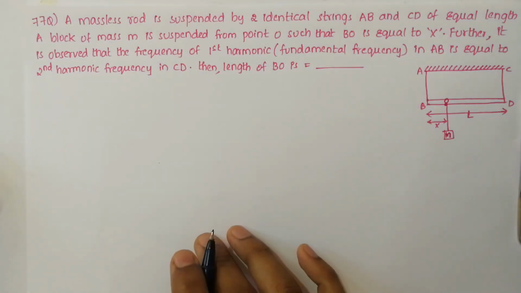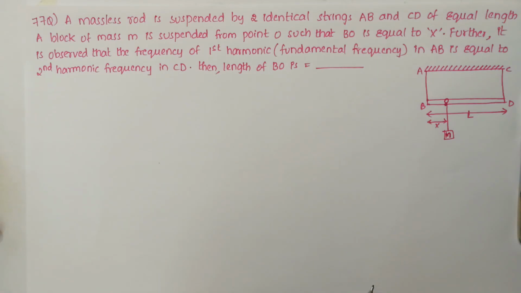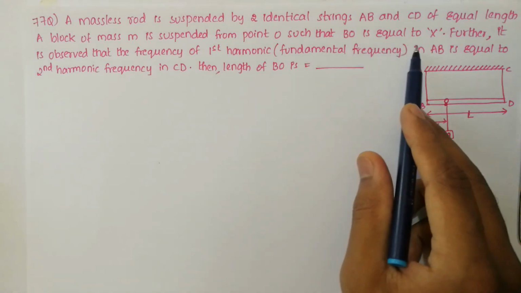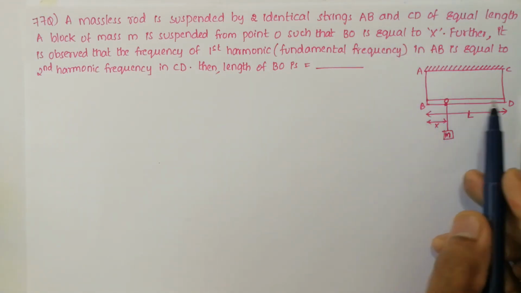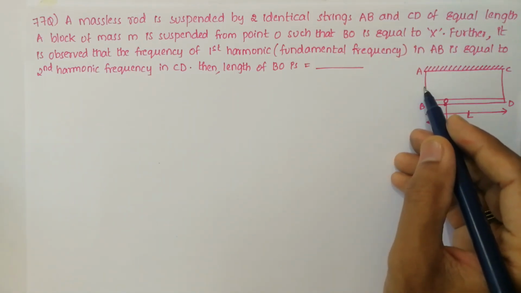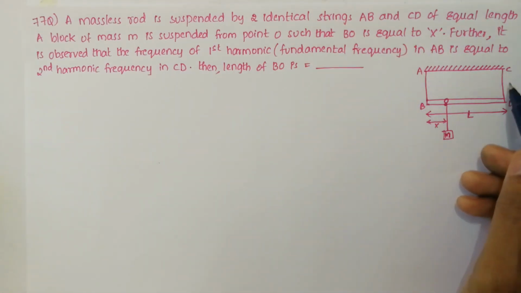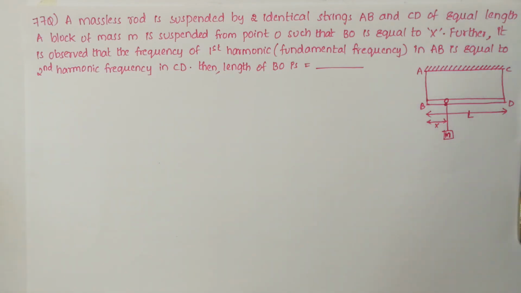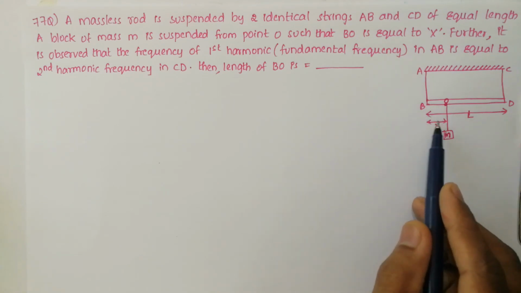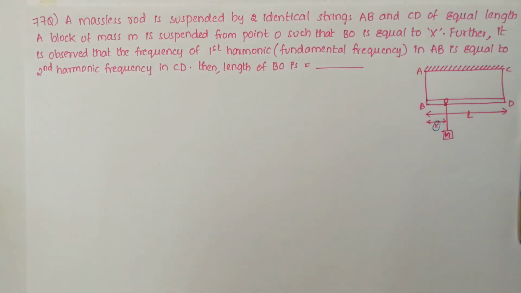The next question: a massless rod is suspended by two identical strings AB and CD of equal length. A block of mass M is suspended at point O such that BO is equal to X. Further, it is observed that the frequency of the first harmonic of AB is equal to the second harmonic of CD. Now we have to calculate the length OB, this X value. We have to find X.